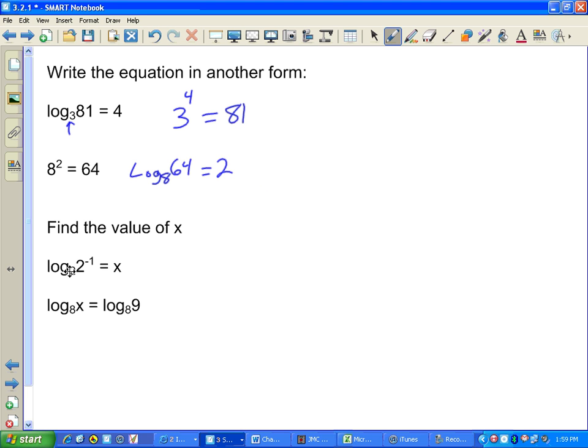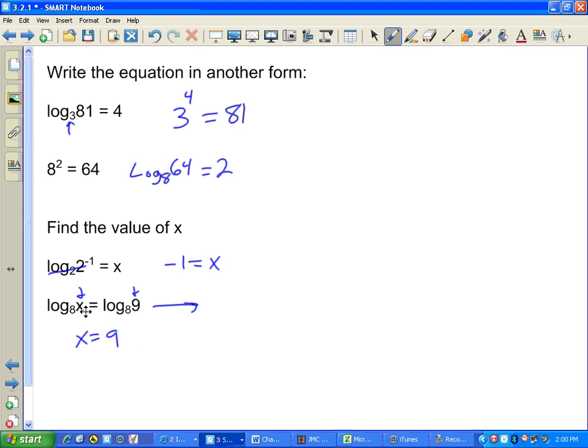Here, this is using our inverse property. Log base 2 of 2, they're going to cancel, leave just the negative 1 equals x. And here, if I take the log base 8 of x, and that equals the log base 8 of 9, the only way you can have the same things equal to each other when they've got the same base is if you're taking the log of the same number. Okay, everything's the same about these except the x and the 9. Therefore, x has to be 9.